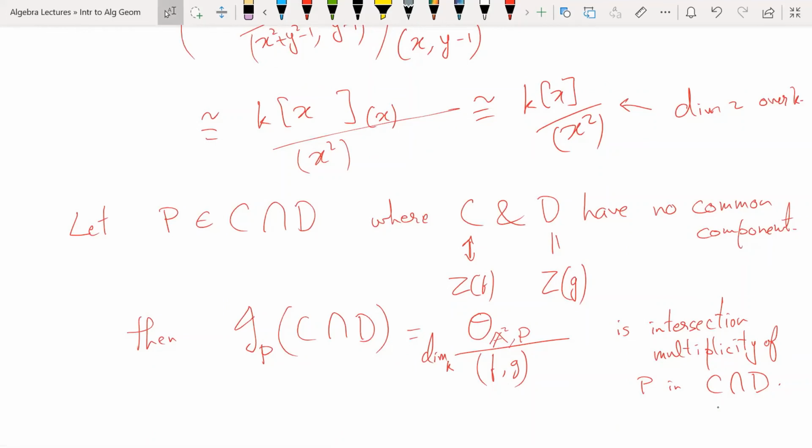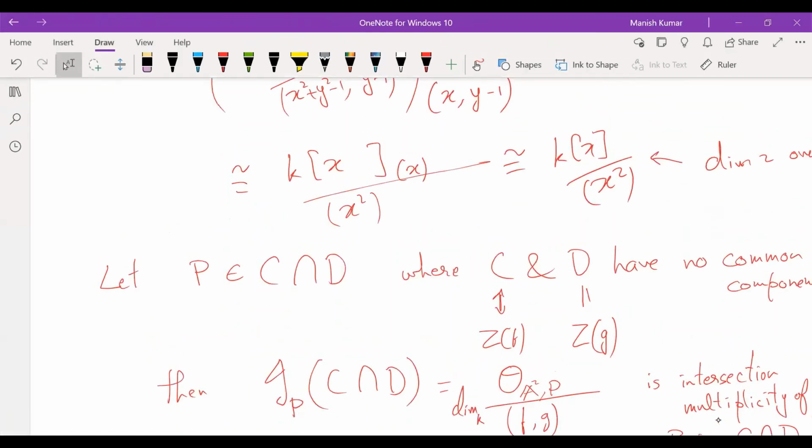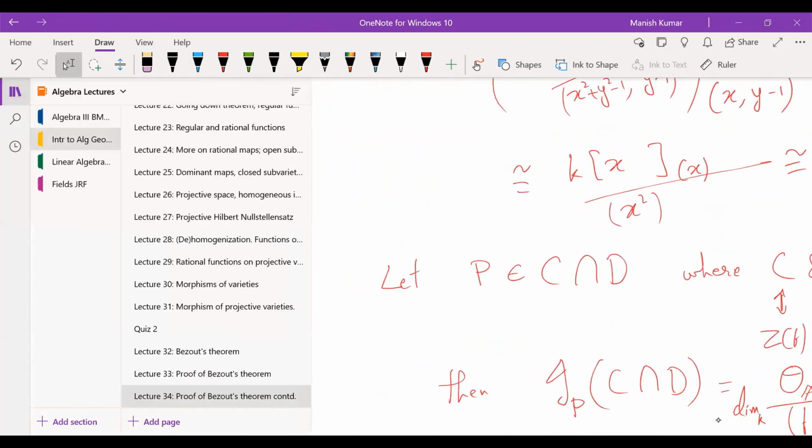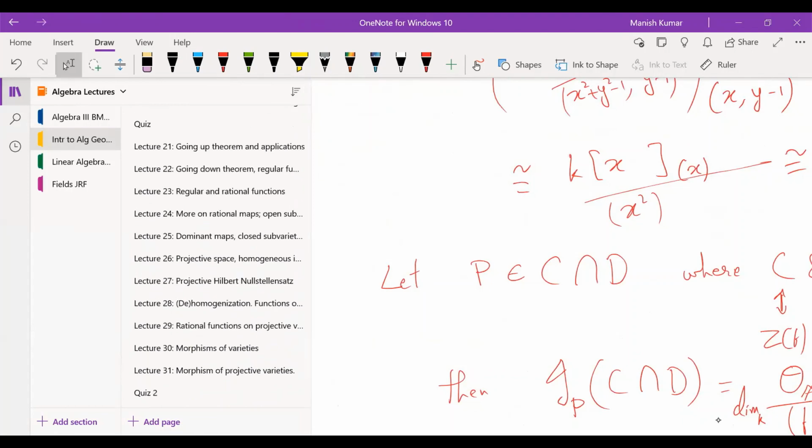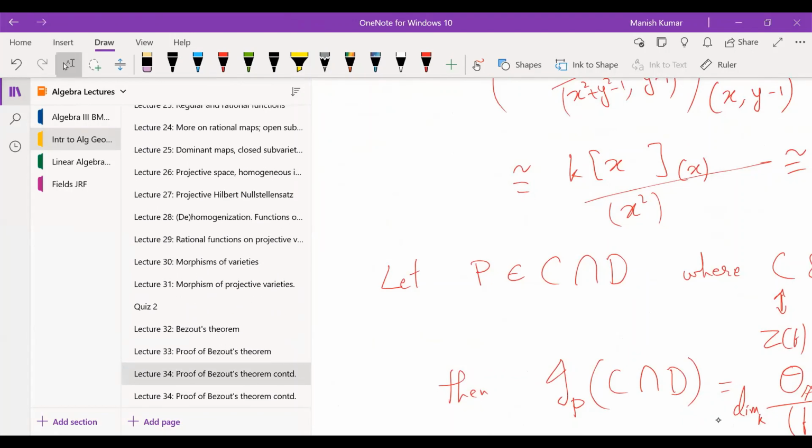Okay, so maybe this is where I'll stop today, and in the next class we will continue. There are other ways of proving Bezout's theorem. I had one more method prepared, so maybe I'll say something about that method as well next class, and see what else we can do.